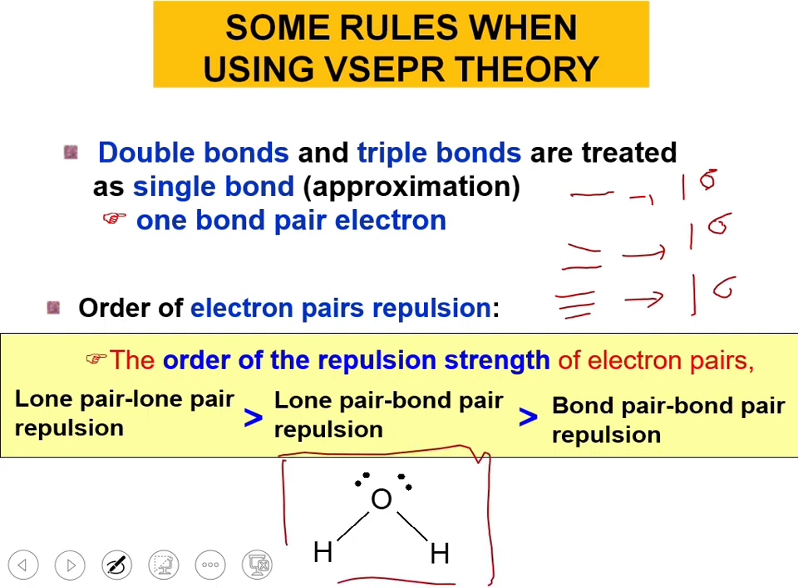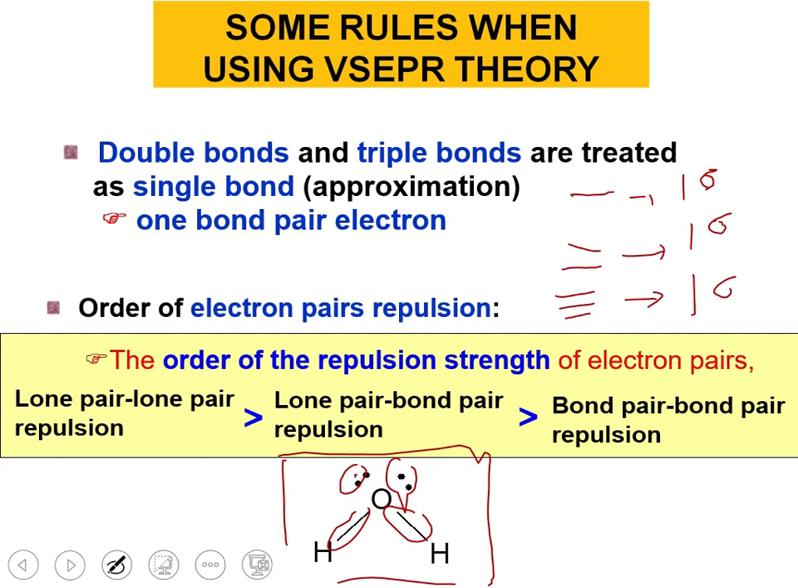Okay, so water molecule here like this. You have 2 lone pair and you have 2 bonding pair. So here lone pair, here bonding pair, bonding pair. Okay, so the repulsion strength of electron pair is different.